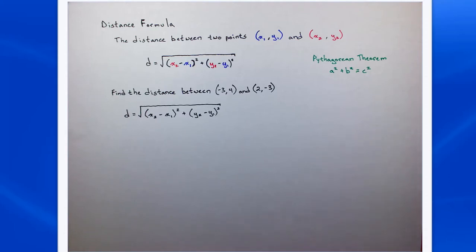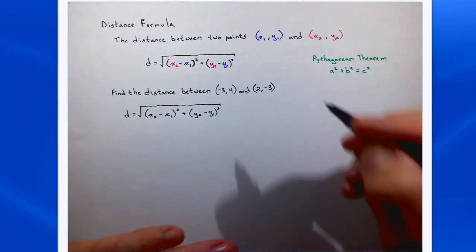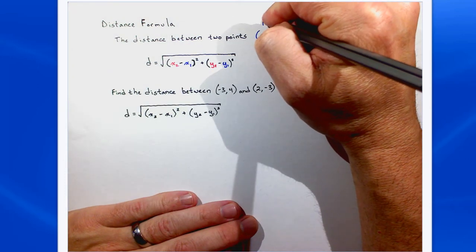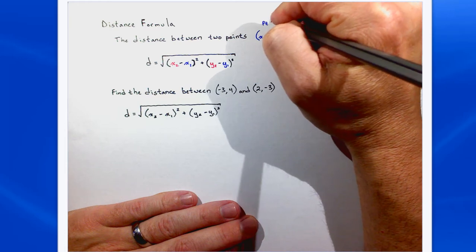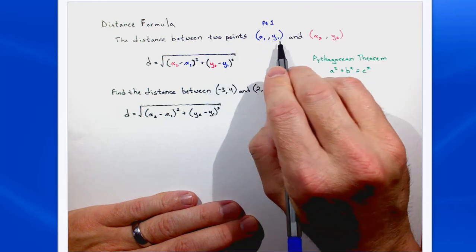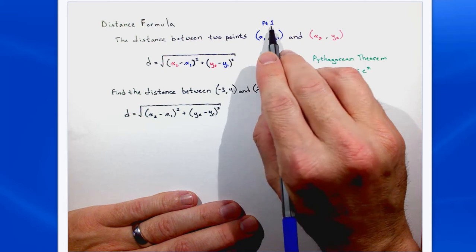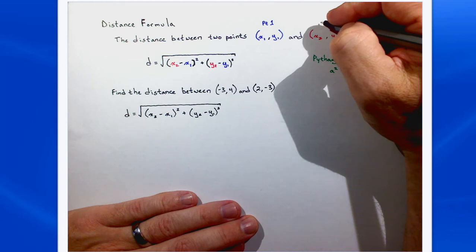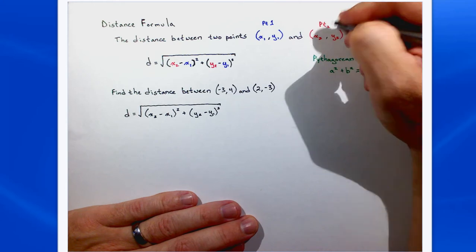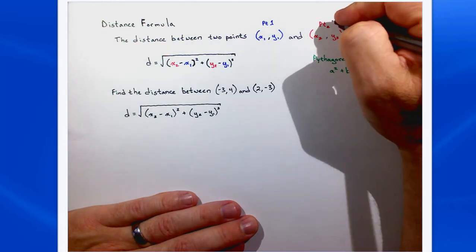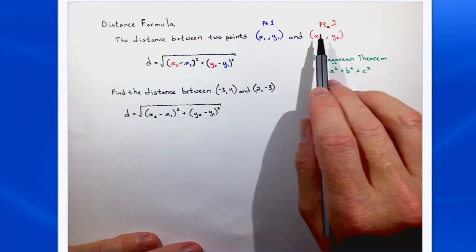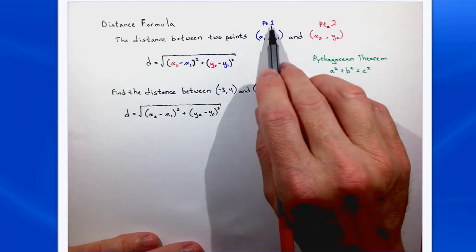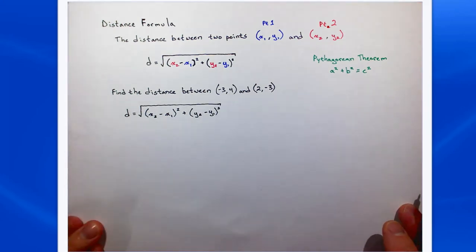Alright, what I want to go over is the distance formula. The distance between 2 points. The first point I have highlighted in blue, but we'll just say is point 1. That's what the little subscripts mean. This is the x value for point 1, this is the y value for point 1. And here in red is point 2. So what we're doing is finding the distance between point 1 and point 2. Point 1 is in blue, point 2 is in red. And this is our formula.